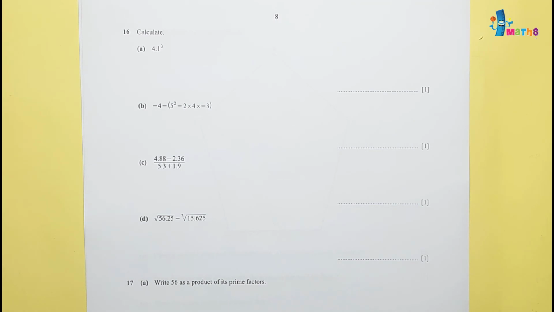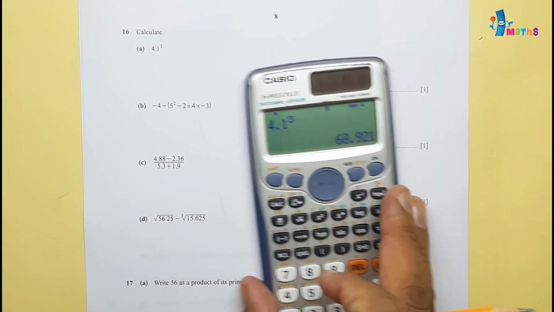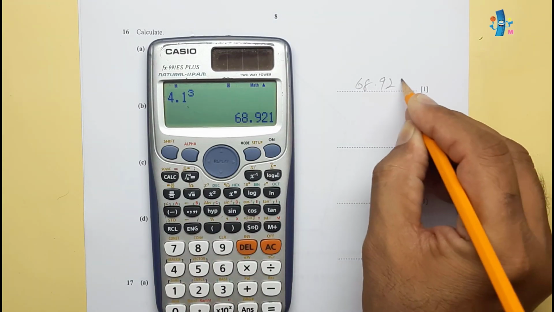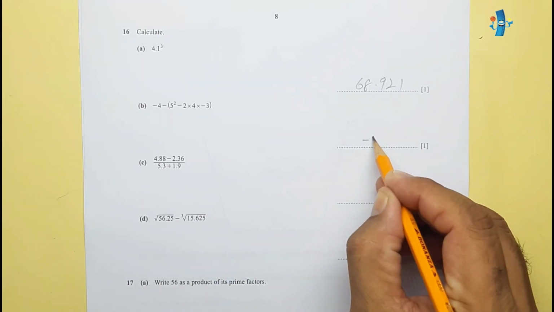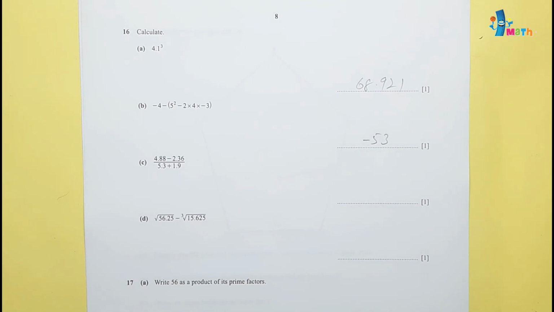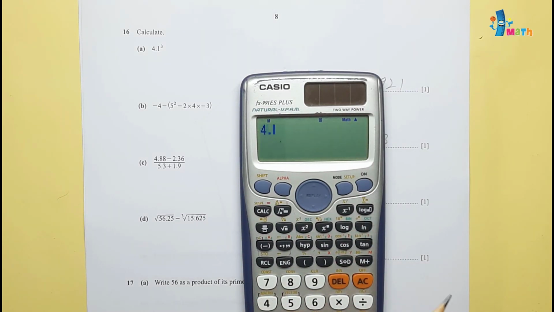Now question number 16, this is basically just calculator usage. They're saying 4.1 cubed, which we can simply calculate like this. So it will be 68.921. The next step is minus 4 minus, in brackets, 5 squared minus 2 multiplied by 4 and multiplied by minus 3, and this will be equal to minus 53. So we can write here minus 53.